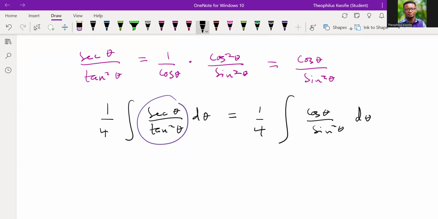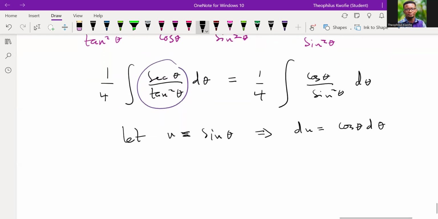All right, so let's make another substitution. Let u, because as it stands, it's not easy to solve this directly, unless we make the appropriate substitution again. By doing so, we can let u be equal to sine theta, because it will be easier to do some cancellation. In which case we're going to have du equal to what? Cosine theta d theta. Very good.